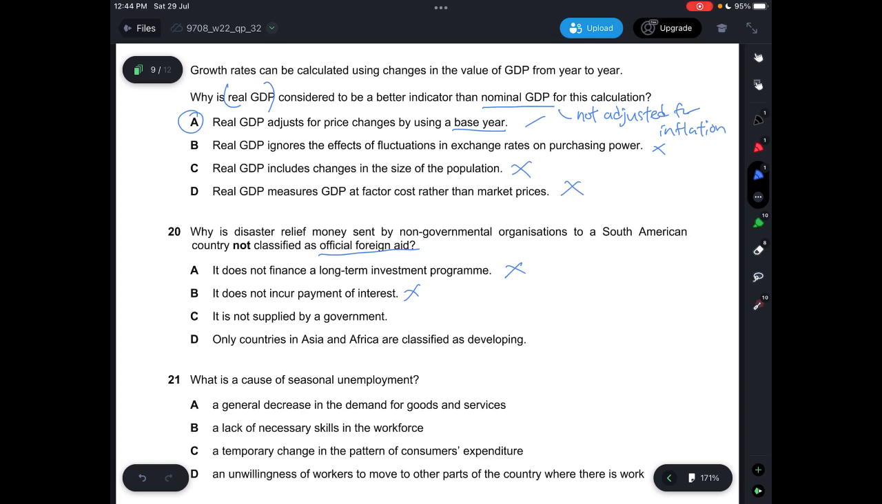Yep, this is the correct answer. And D, only countries in Asia and Africa are classified as developing, which is incorrect. There are numerous countries in South America that are classified as developing as well. In fact, there are Asian countries that are already developed, including Singapore. So D is incorrect because of that. So answer is C.